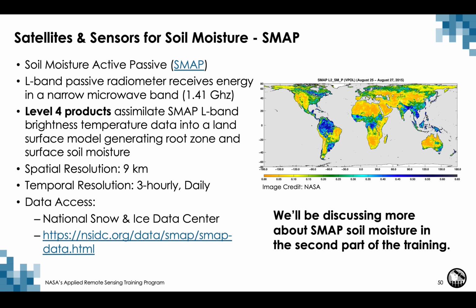SMAP data is used to model soil moisture using an L-band passive radiometer. Level 4 products assimilate SMAP L-band brightness temperature data into a land surface model, generating root zone and surface soil moisture at a 9-kilometer spatial resolution. Next Tuesday, a lot of the webinar will be focused on SMAP science and applications for soil moisture, so please join us next week for this exciting webinar.